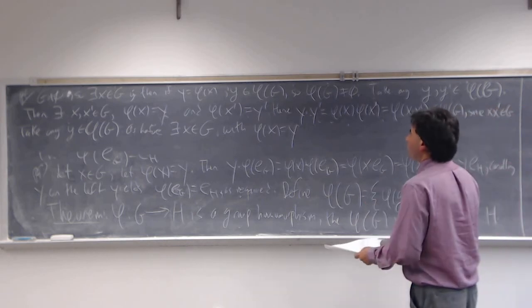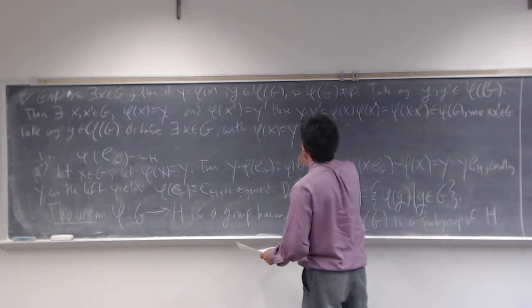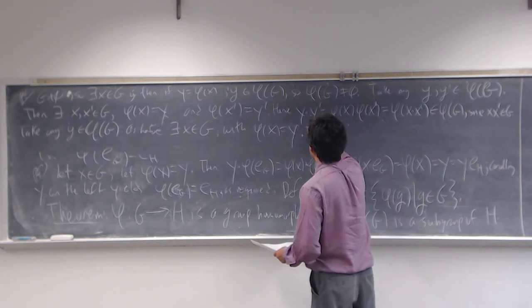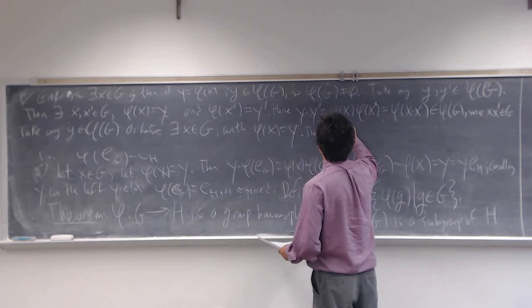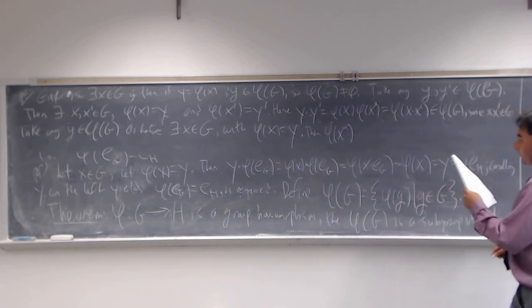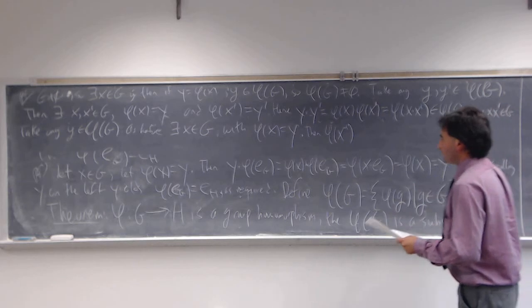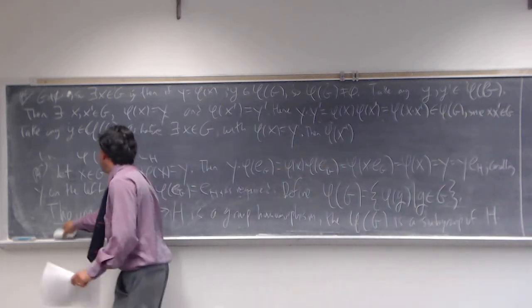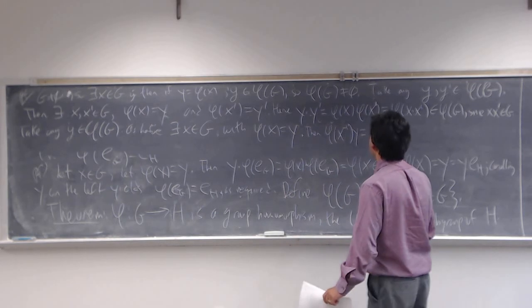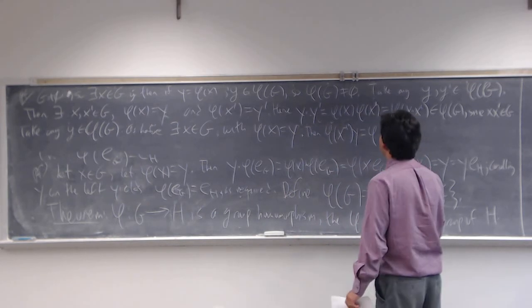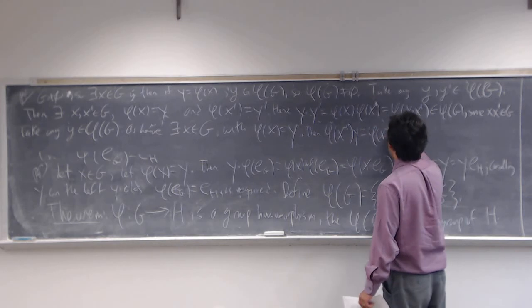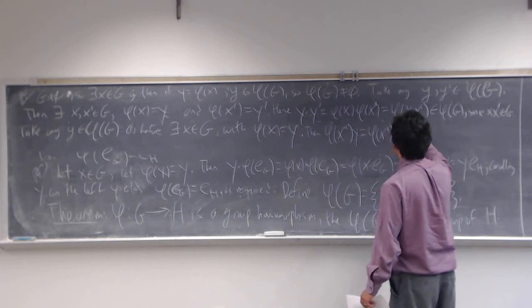Okay, so what do we have? Then if we look at phi of x inverse, so what would that be? Let's actually look at phi of x inverse times y, which is phi of x inverse times y. Y, as we just saw, was phi of x.